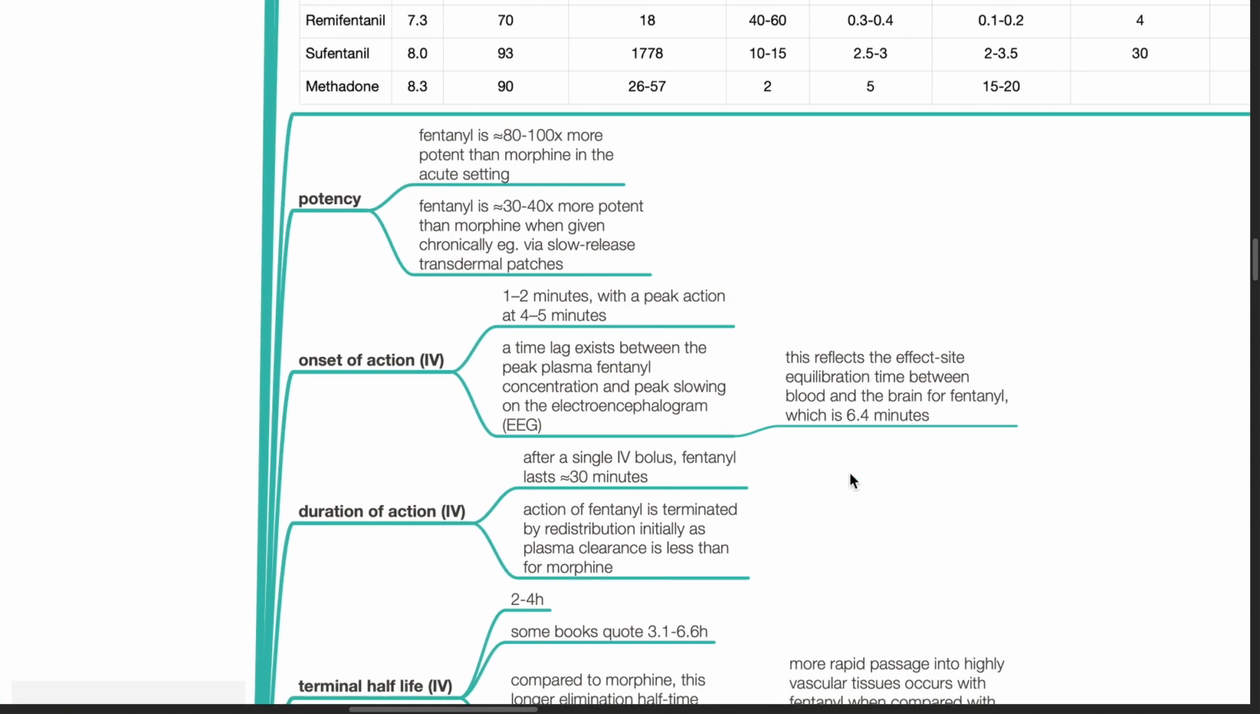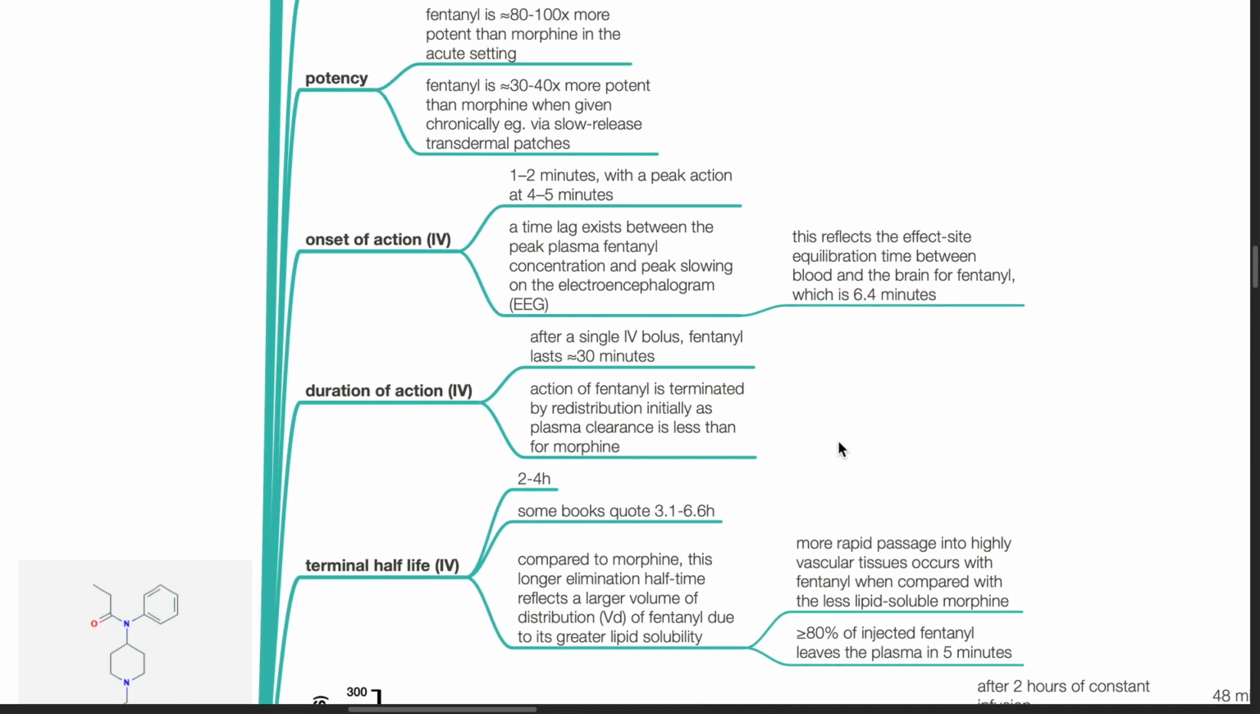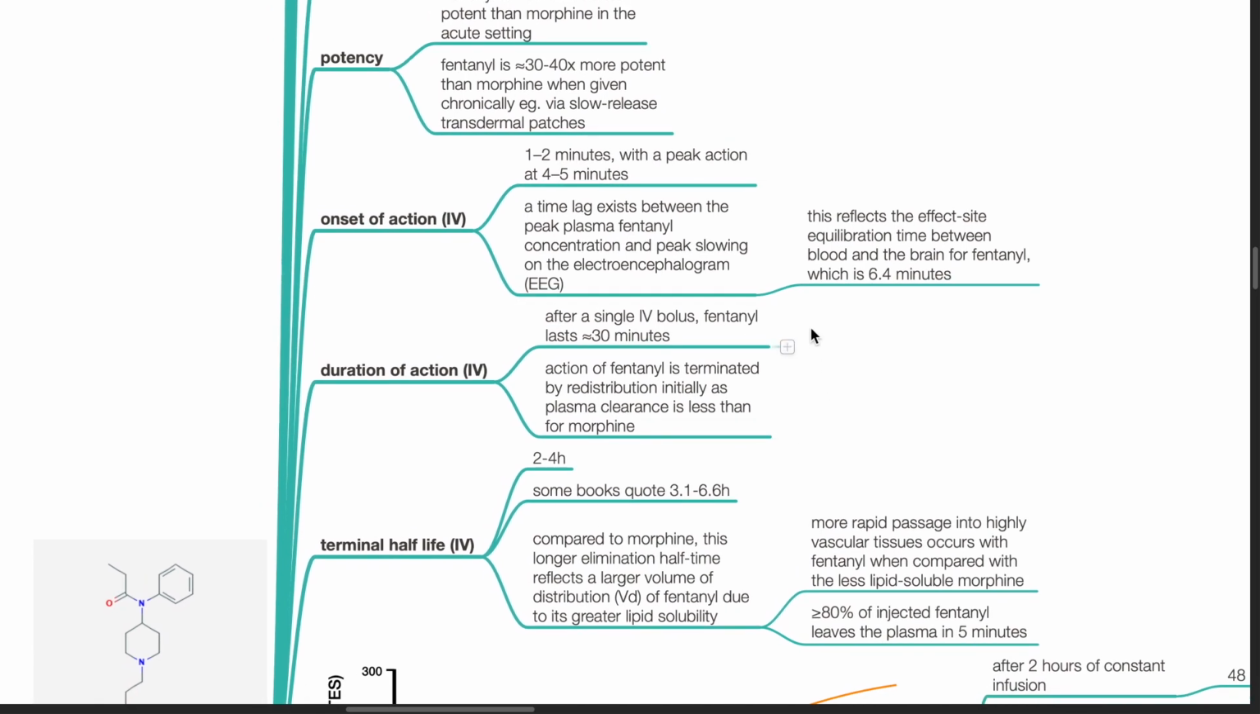Onset of action is 1 to 2 minutes with a peak action at 4 to 5 minutes for IV administration. A time lag exists between the peak plasma fentanyl concentration and peak slowing on the EEG. This reflects the effect site equilibration time between blood and the brain for fentanyl, which is 6.4 minutes. Duration of action after a single IV bolus lasts about 30 minutes. Action of fentanyl is terminated by redistribution initially, as plasma clearance is less than that for morphine.